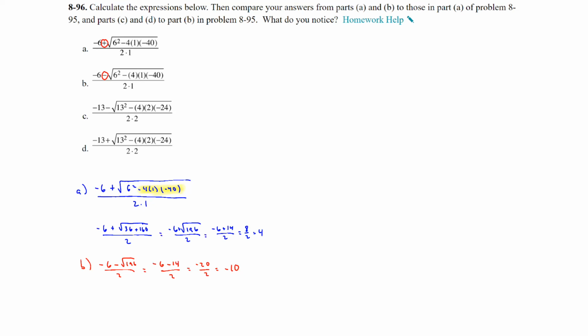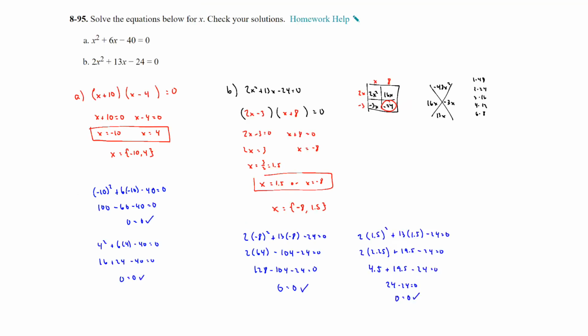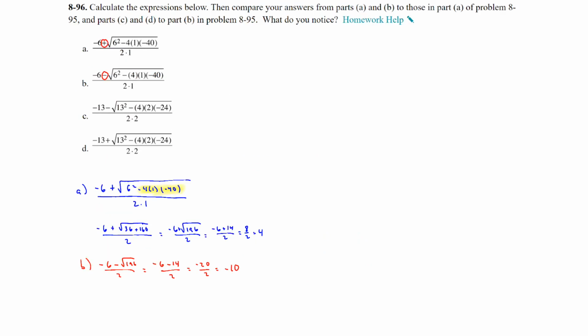Now let's go back and compare to what we just did on problem 95. If you go back and look on 95 here, look at part A. You have a solution of x equals negative 10 and 4. And go back, and what did we get? We got 4 and negative 10. So in terms of what we're evaluating in the expression, we're getting the same numbers there. And so what I challenge you to do is, if you're looking at A and B on this and it seems to be a mess of things, those numbers are coming from somewhere.